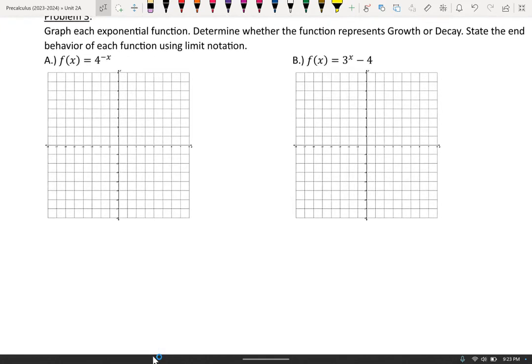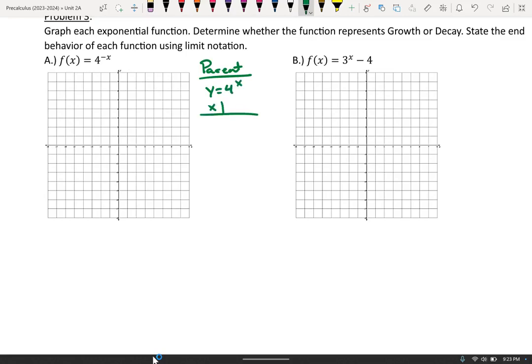All right, so we are going to go ahead and graph each exponential function. We're going to determine whether the function represents growth or decay. And then we're going to state the end behavior of each of the functions using our limit notation. So we are starting with this function here, f of x equals 4 to the negative x. I always like to start with acknowledging what my parent function is. Well, in this case, our base is 4 to the power of x. So that is our parent function, y equals 4 to the x power.